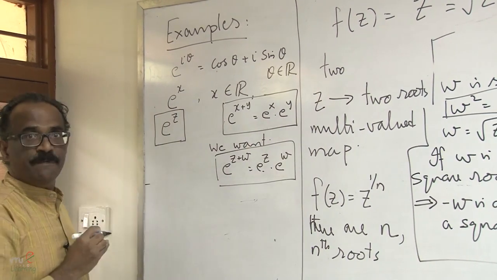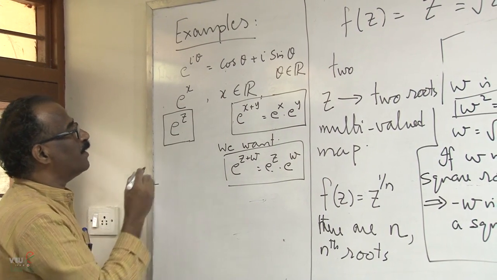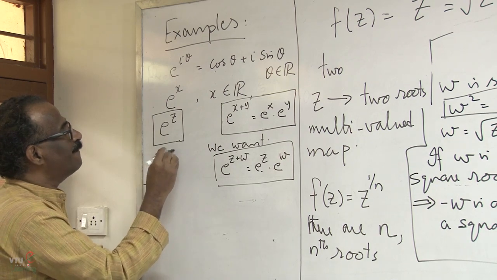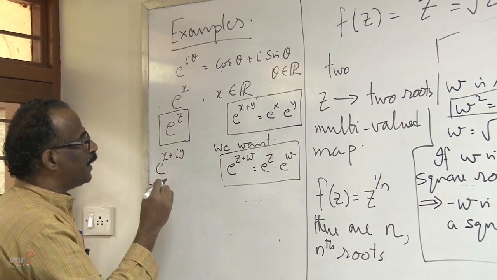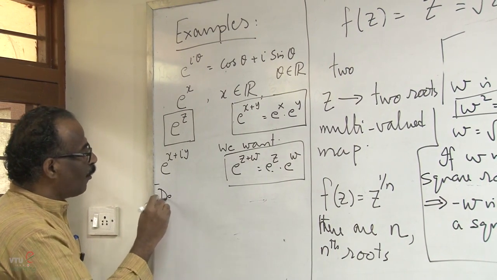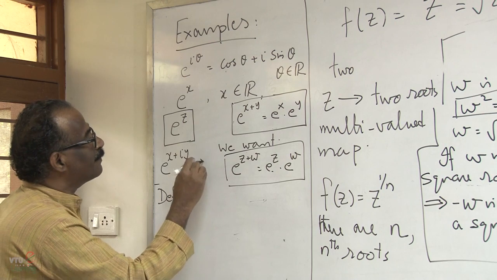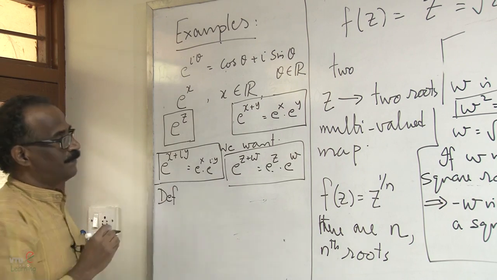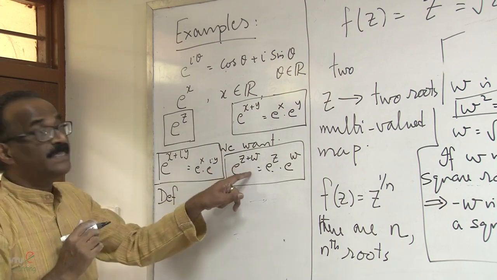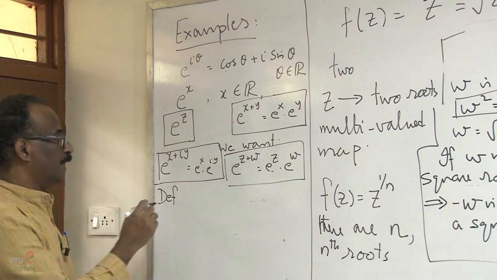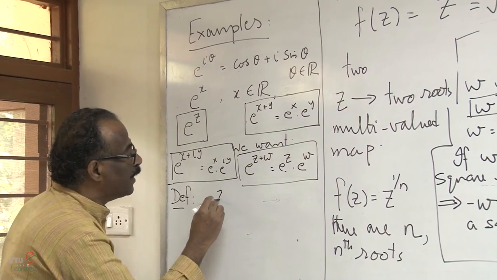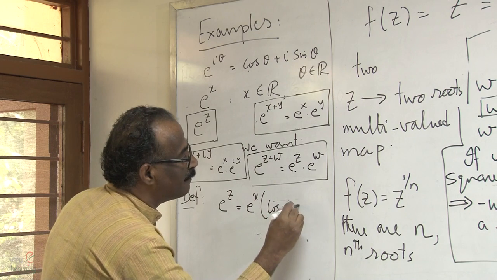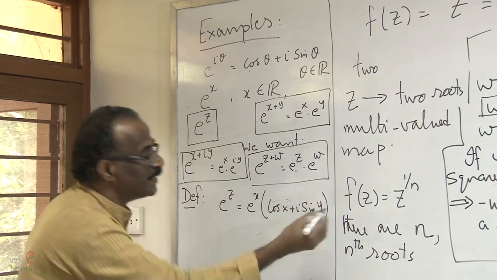So one of the natural definitions of e power z you may prefer is that if I write z is equal to x plus iy, then e power z is e power x plus iy, and I want this property to happen. This is what I want, if possible, because we want to retain this important property of the exponential. So the definition of e power z can be given as e power x into cos y plus i sin y. That's one way to see the definition.